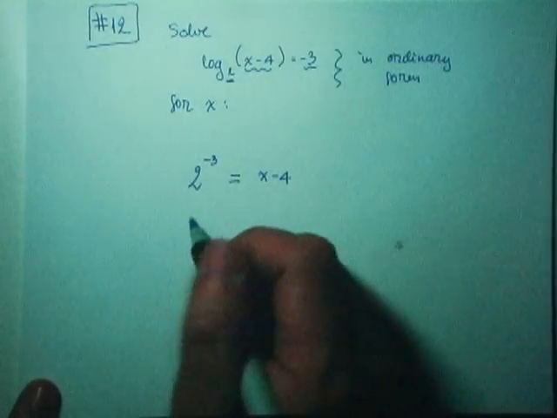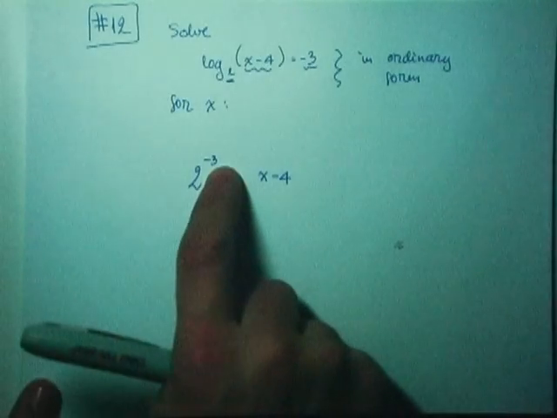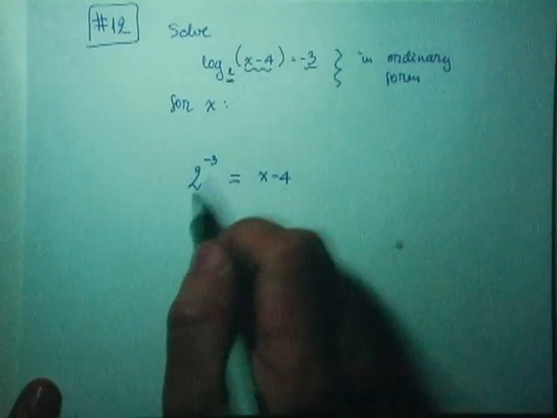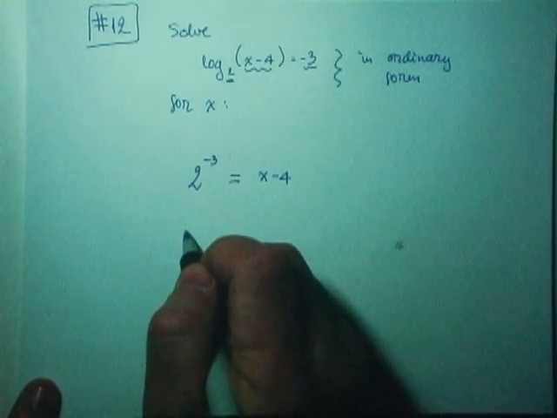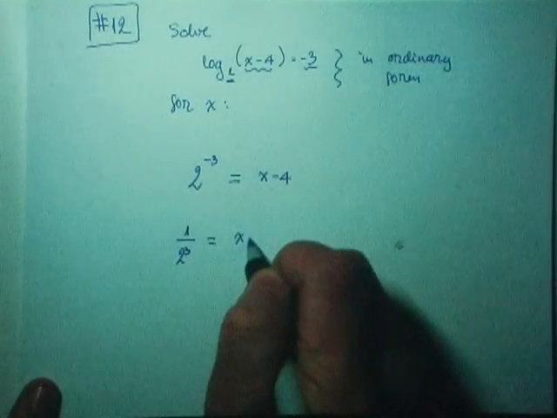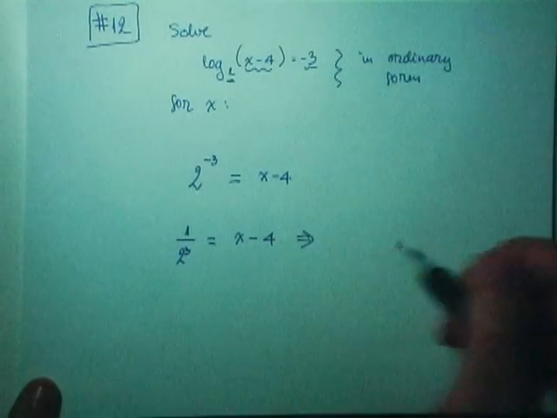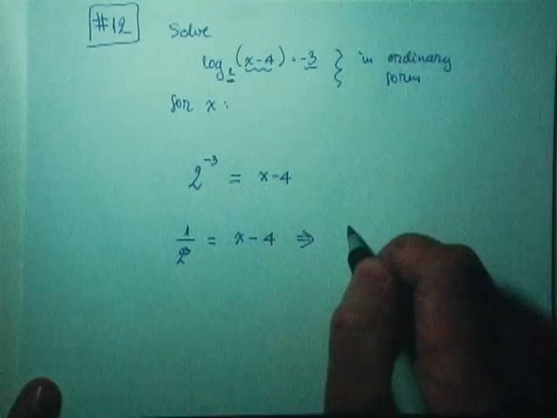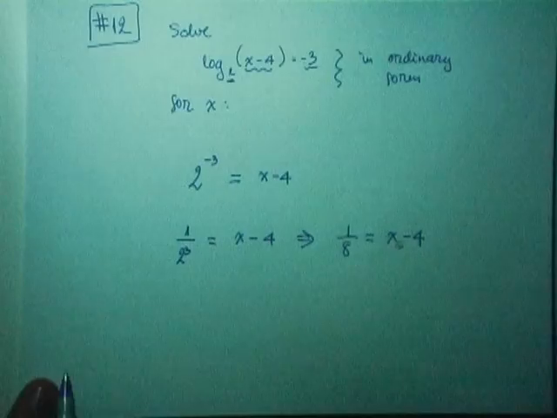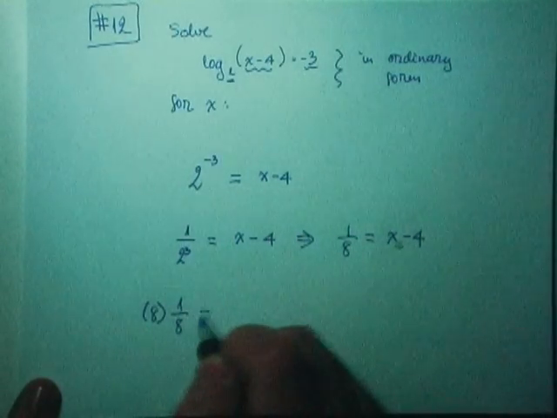By the way, the reason I pay attention to this problem is because I would like you to get comfortable once again with the negative power. So 2 to the negative 3 would be equal to 1 over 2 to the third power, and that would equal x minus 4 on the right hand side. And then in the next step, you can think of that as 1/8 equals x minus 4. Okay, so now to solve this problem, everything becomes easy. You can just simply multiply both sides by 8, right?